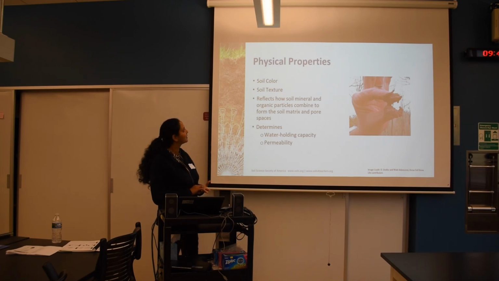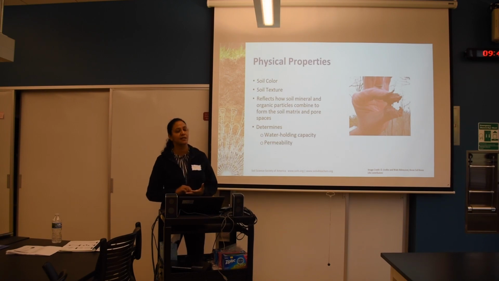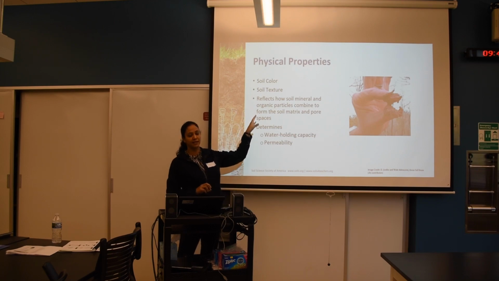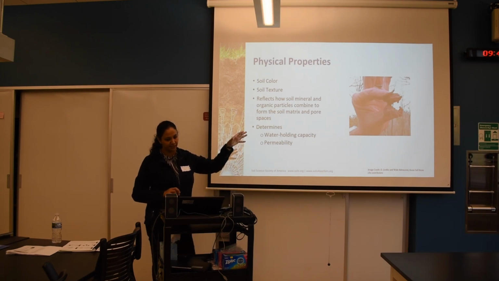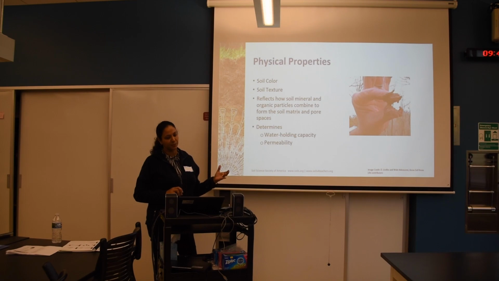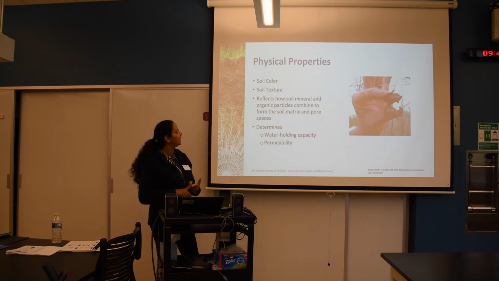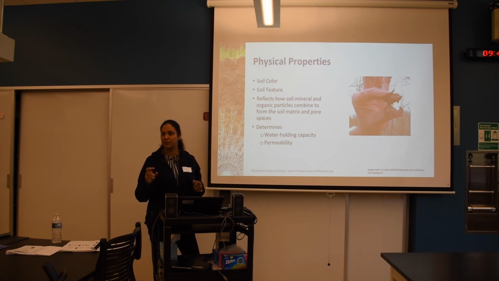And here are some physical properties listed, but we will be learning more about the texture. So one is the color, that we'll learn in the next slide, and it mostly tells about the soil mineralogy, what minerals are in the soil. Then we have the texture, which is the percentage of sand, silt, and clay in the soil. That determines the texture, and how the minerals and organic matter combine to form the matrix and the pore spaces, right?